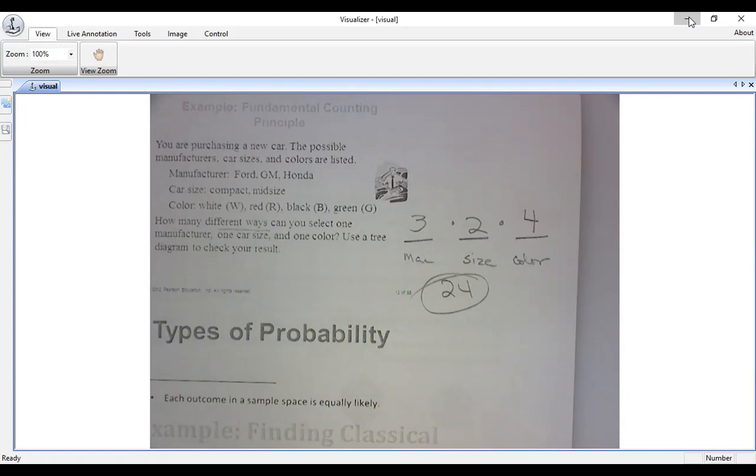0 and 1. Now, if the probability of something happening is 0, what does that mean? It is not going to happen. Guaranteed not going to happen. Sort of like rolling a 7 when you roll a 6-sided die.